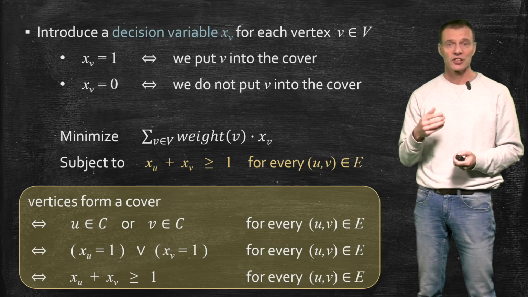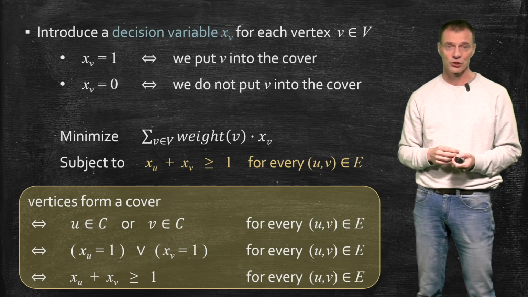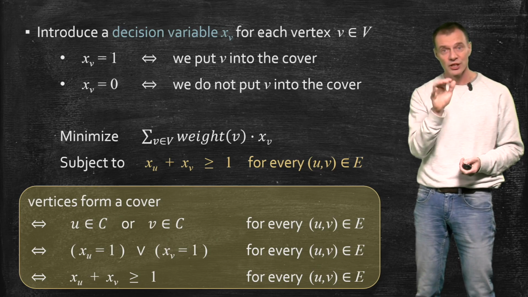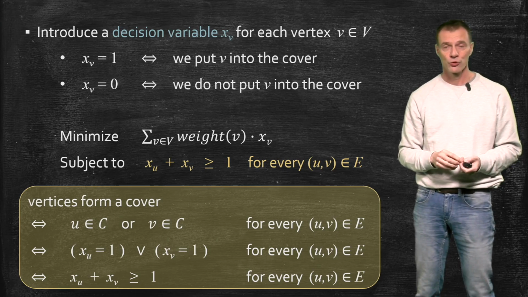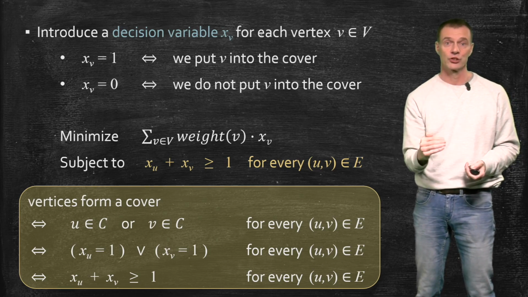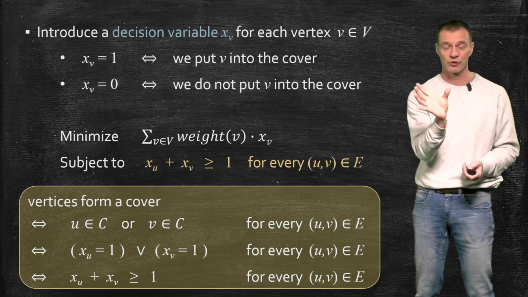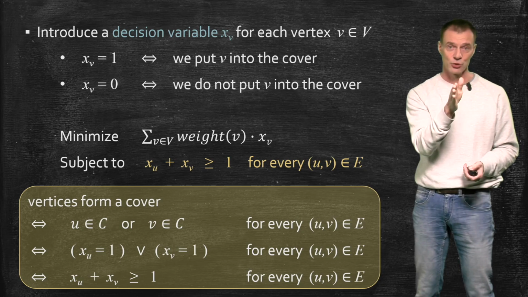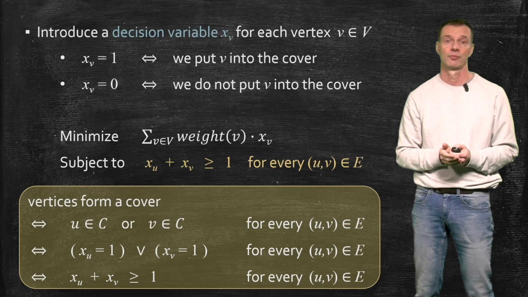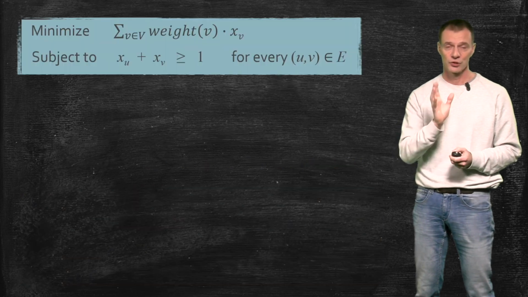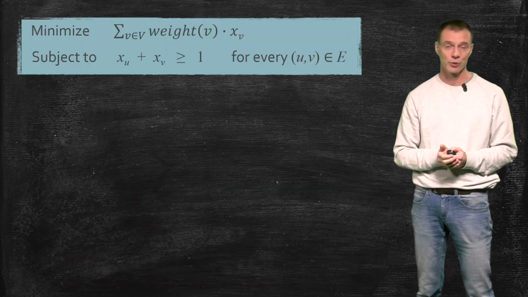Okay, so this is now our second constraint, and actually what you see here in this single line, you should think about as a number of constraints, right? For every possible edge, I have a constraint of the type, well, if the edge is uv, that xu plus xv is at least 1. Okay, so this is my linear program.